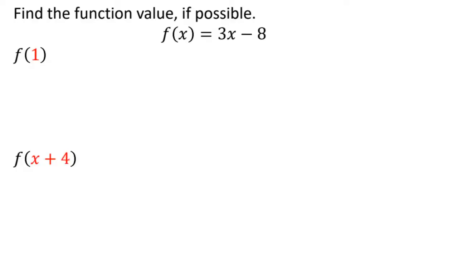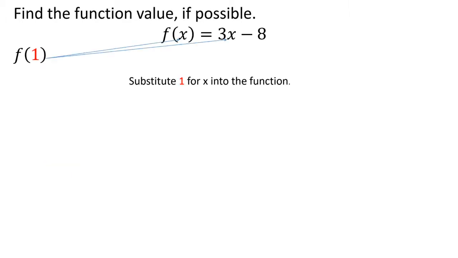Find the function values if possible. f of x is equal to 3x minus 8. All right, so the first example here, it's easy. It's telling me to find out what f of x is equal to when I plug in 1 for x. So let's go ahead and do that first one. This is telling me that everywhere I see x, I'm going to plug in 1. So let's do the substitution.